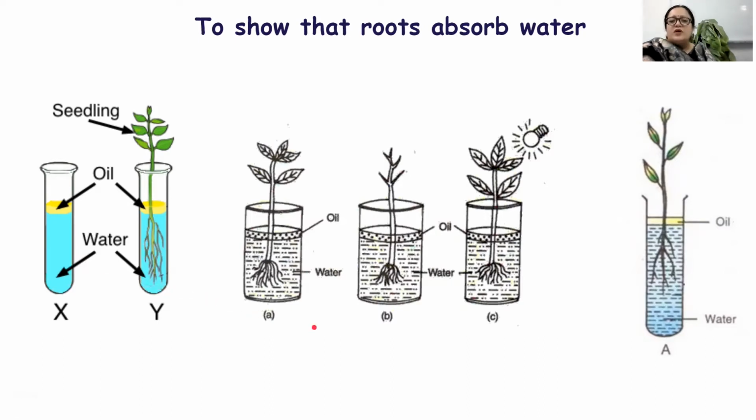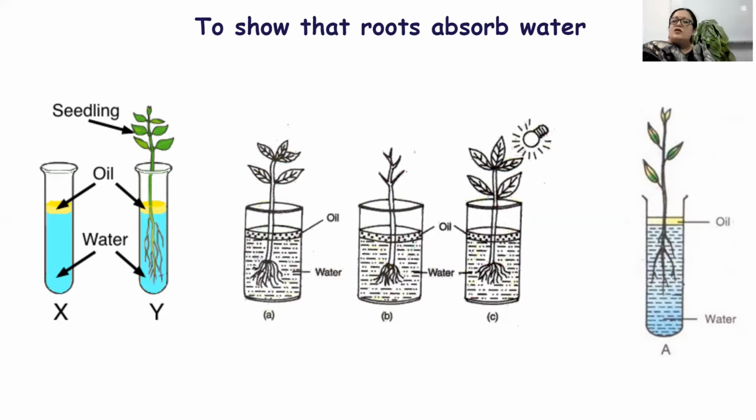Now look at the experimental setup in containers A, B, and C. Again, you have the seedling in A and C. In case of B, the leaves of the seedling have been removed. Water has been added in all three containers. A layer of oil has been added on top to prevent evaporative loss of water from the surface. Now, the entire experimental setup is left as such for an hour or so. In the container C, a source of additional light and heat, that is a bulb, is added.